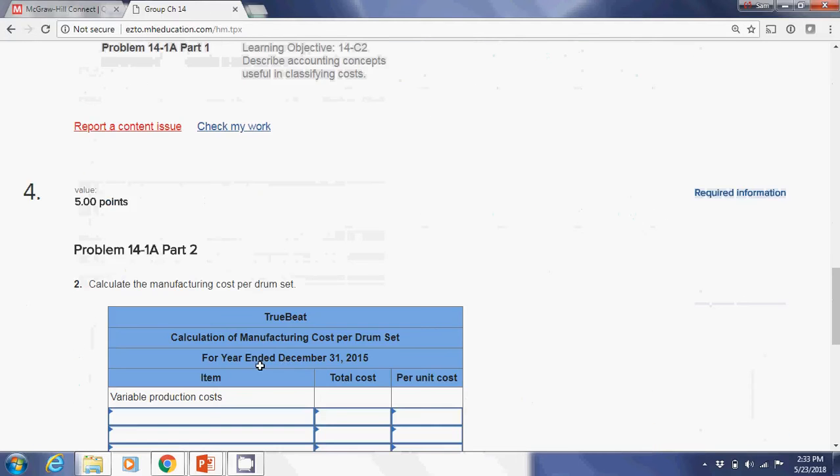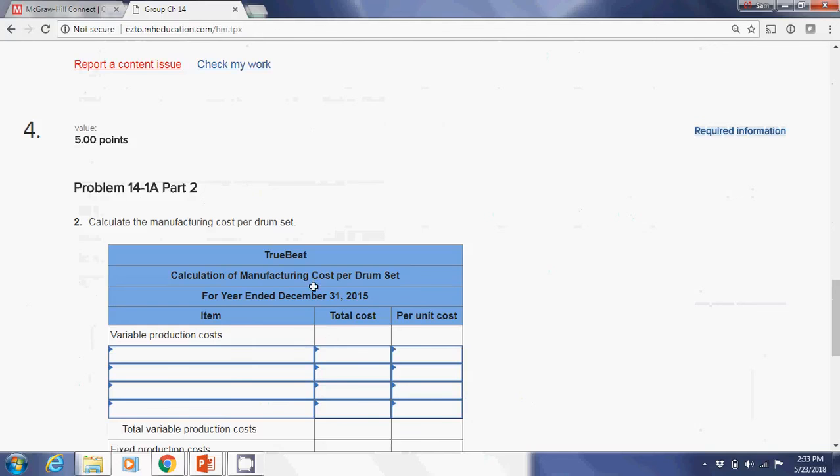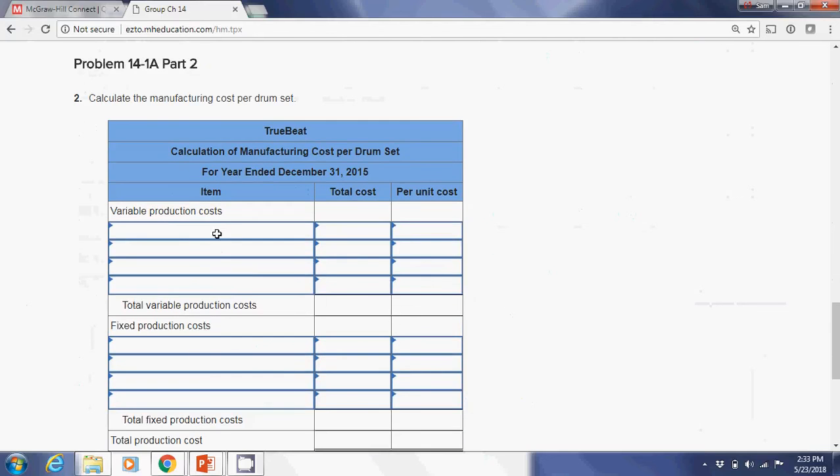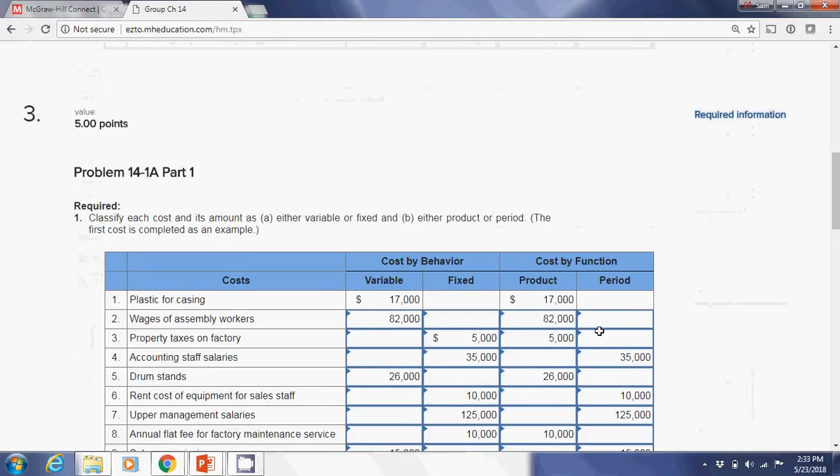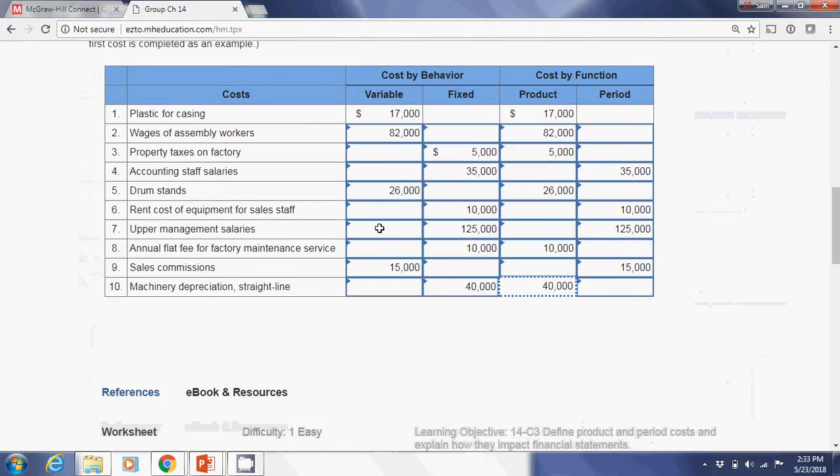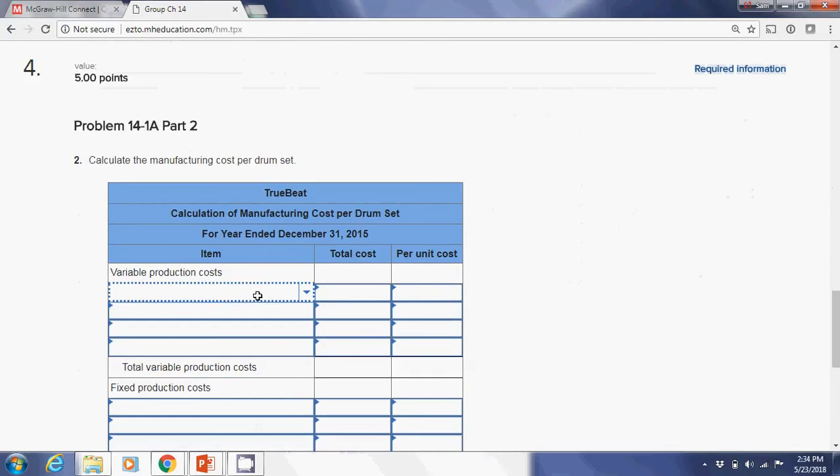And you'll see here we're looking at a report that says what's the manufacturing cost per drum set. What they're asking is, what are the variable production costs? Well, that would be any cost that is both variable and product. That would be a variable production cost. So I think plastic for casing is a variable production cost. So I'm going to put that down here, plastic for casing, and it was $17,000.